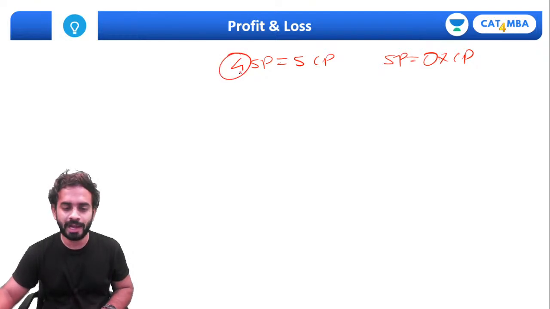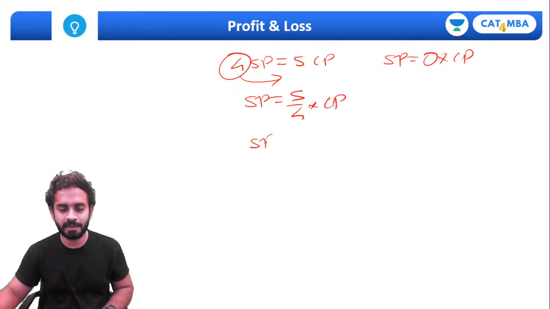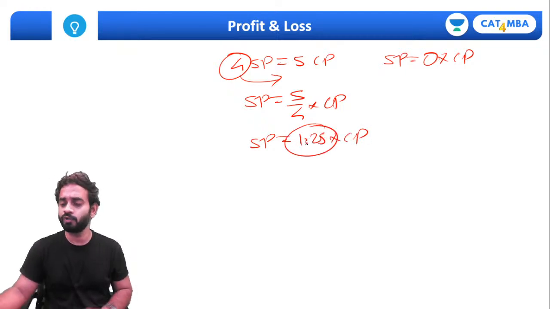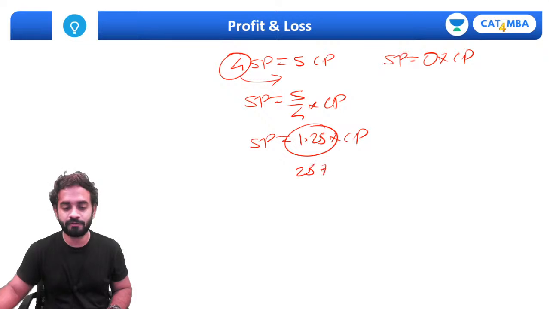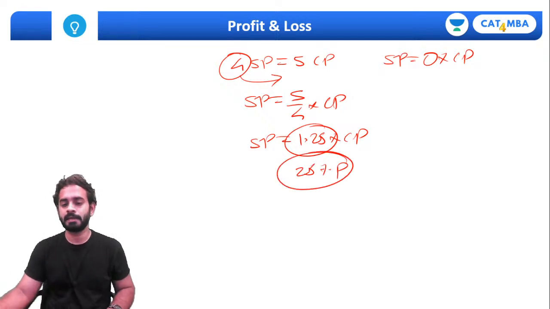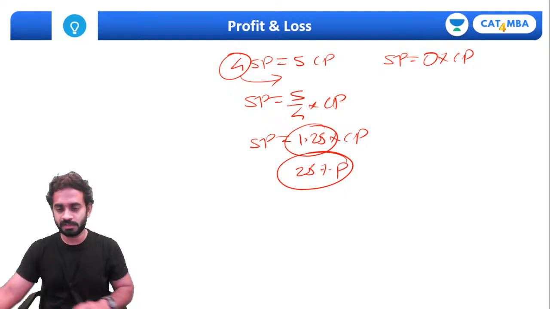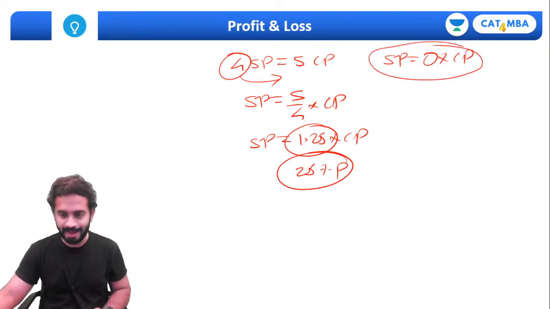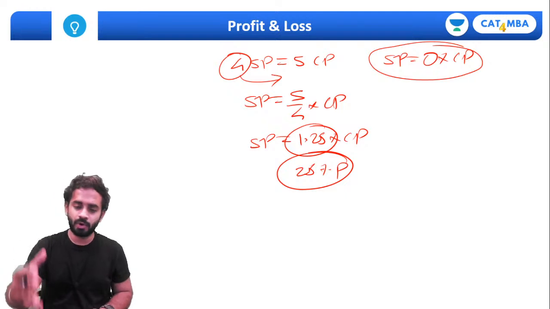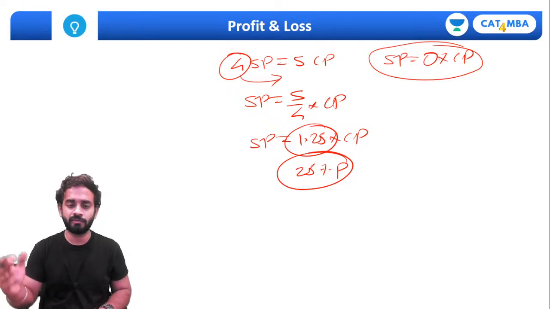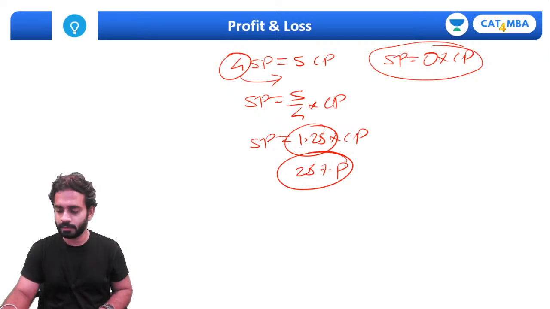So 4 I'll have to shift to the right hand side. So SP is equal to 5 by 4 into CP. Okay, now SP is equal to 5 by 4 comes out to be 1.25 into CP. Now 1.25 means what? There should be 25% profit. See, I don't have to use different formulas to find it out. Simply using this equation, that is selling price is equal to factor into cost price, I can find out all the answers. Okay, in many questions you will find this very very useful.